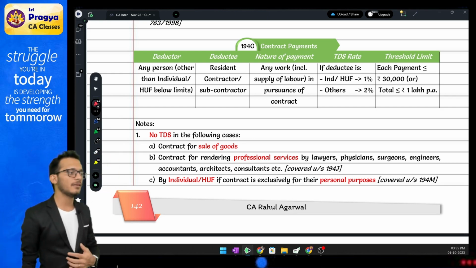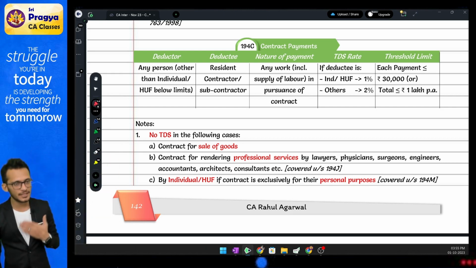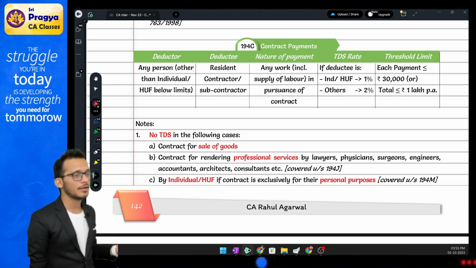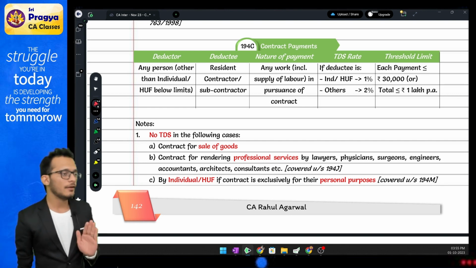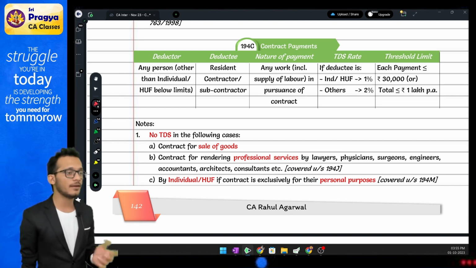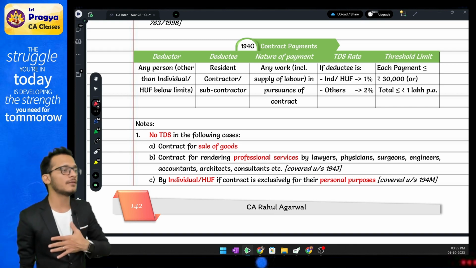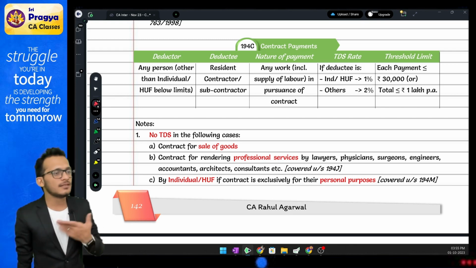But at the same time, job work will only be covered under 194C, provided that you are giving the raw materials to him. If you do not give the raw materials to him, then it is not 194C, it is 194Q. Okay. So the condition for job work is that you have to give him the raw materials. And when I say you, it is you or your relatives.